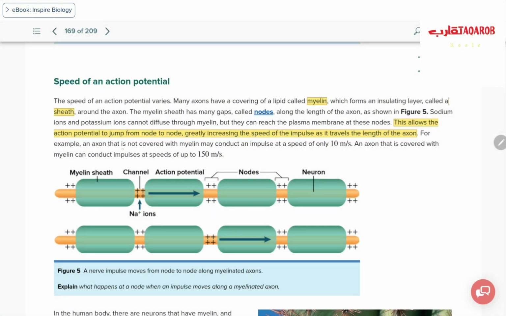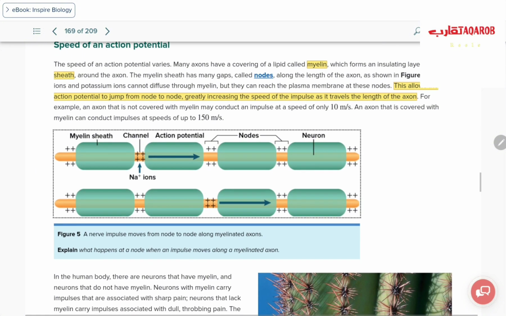For example, an axon that is not covered with myelin may conduct an impulse at a speed of only 10 meters per second. An axon that is covered with myelin will conduct an impulse at a speed of 150 meters per second.